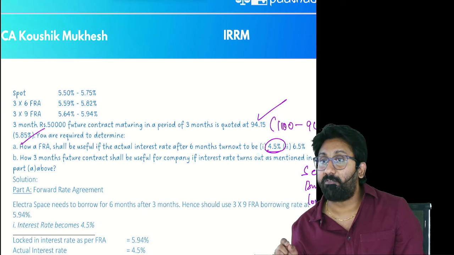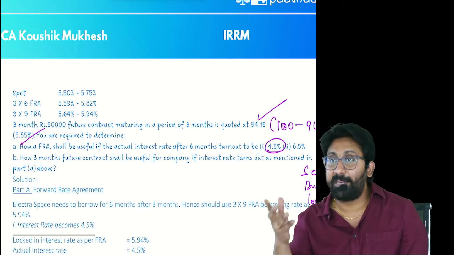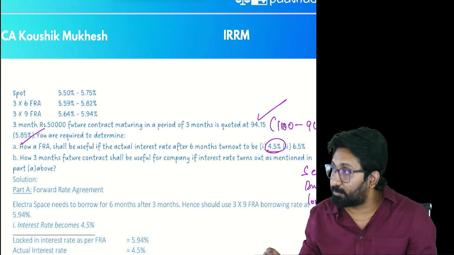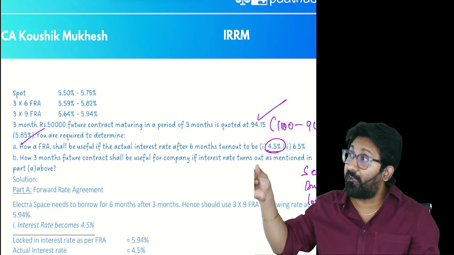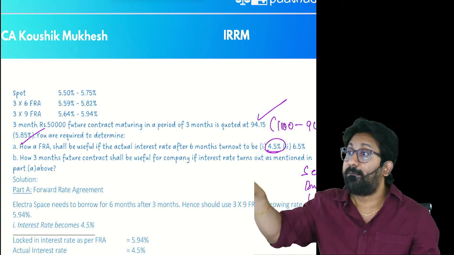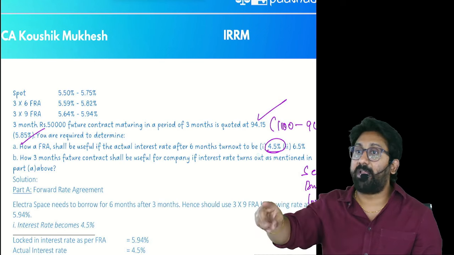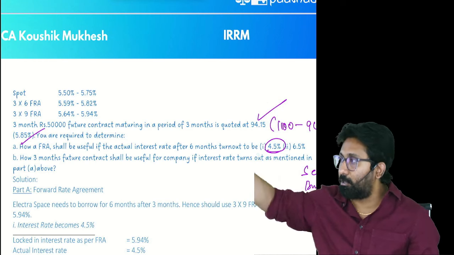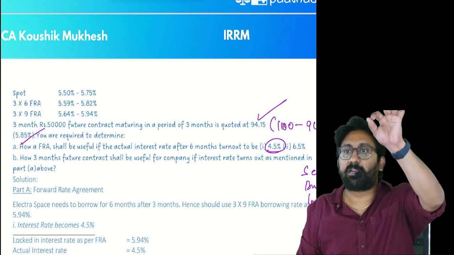We want borrowing for how many months? 6 months. But there is no futures contract expiring in 6 months. There is a futures contract expiring in 3 months. That means if I have to cover my full period, I need to do the same transaction how many times? 2 times. That's why we enter into a 2000 contracts transaction. Everyone understood? The same also applies for the reverse case. Everyone understood interest rate futures clearly?